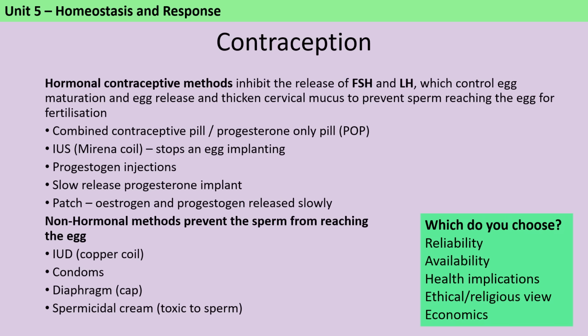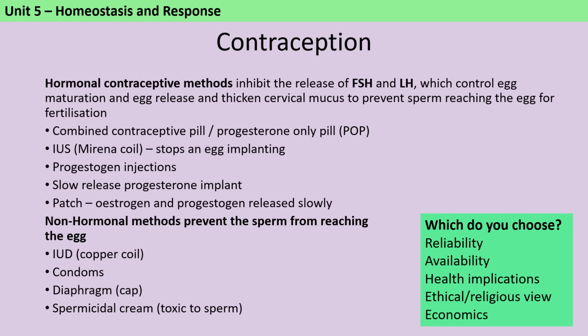When you're picking contraceptive methods, you need to think about how reliable it is and therefore how likely it is you'll get pregnant, how easily available it is, whether there are any health implications or side effects, whether there are any ethical implications, and also how expensive it is. Hormonal contraceptive methods use the hormones produced by the ovaries to prevent the production of the hormones that are made by the pituitary gland. These are the ones that are responsible for eggs being mature and being released. Hormonal contraceptive methods include the pill, the coil, injections of progesterone, implants, and patches.